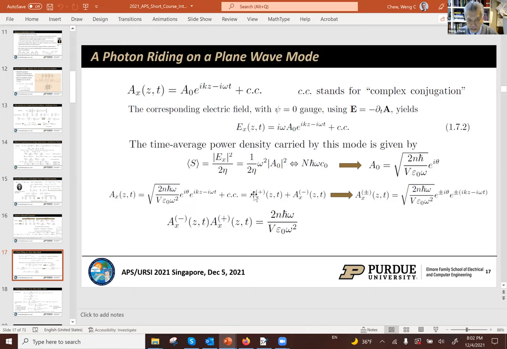So I can again write this as a term that consists of the positive frequency part and a term that corresponds to the negative frequency part. And the two are always complex conjugates of each other, okay? These are called analytic signals. Because they're complex conjugates of each other, you can multiply them quite easily together. You can find that the power density that corresponds to this plane wave is given by this, which is what we have expected, okay? We have taken N over V to be capital N over here.